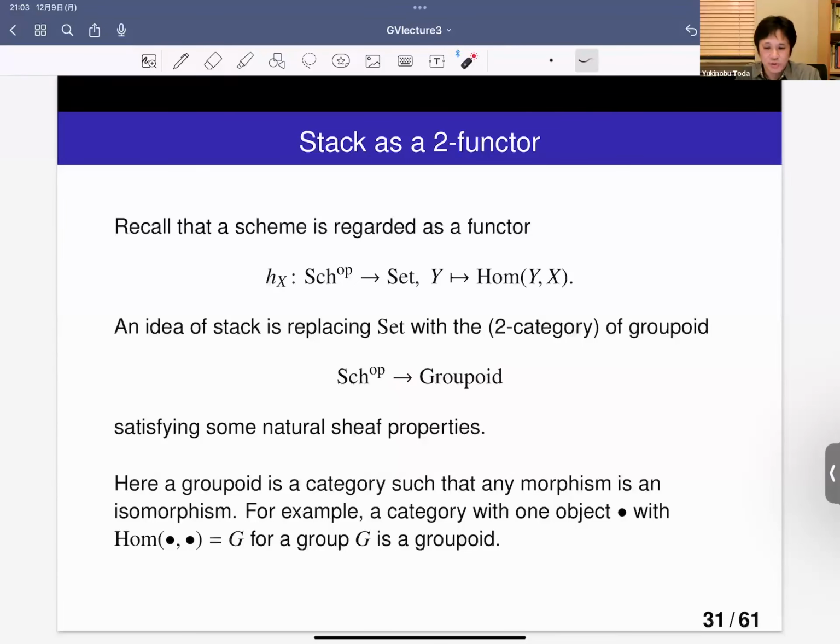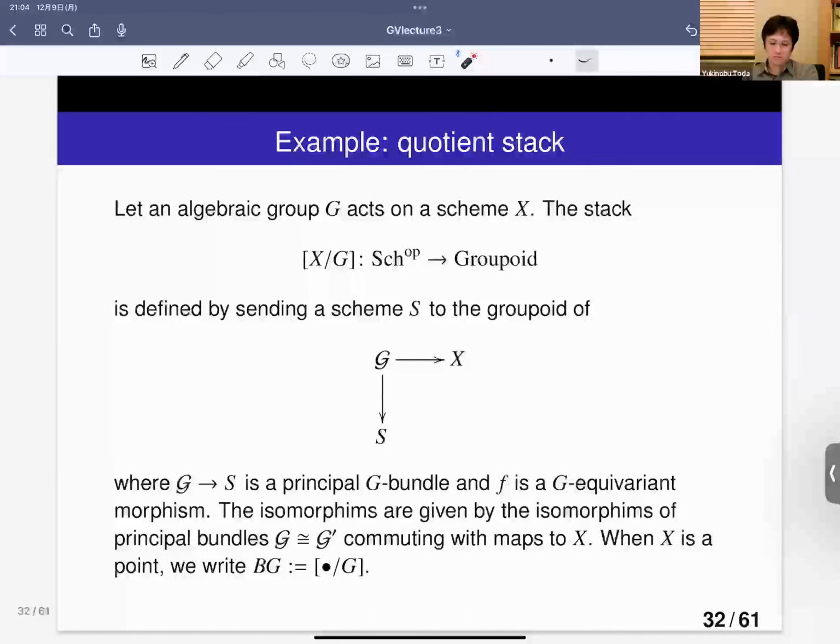For example, for a category with one object, giving a groupoid with one object is nothing but giving a group. That is, this is also equivalent to giving the Hom space, which has some invertible element at each element. So this is nothing but a group. So in some sense, groupoid is something like a generalization of the group. The important example of stack is given by this quotient stack.